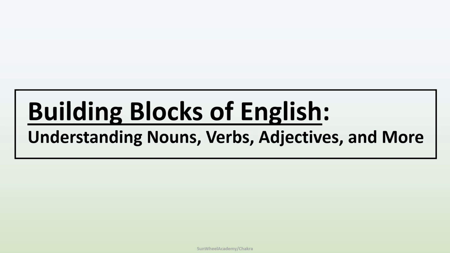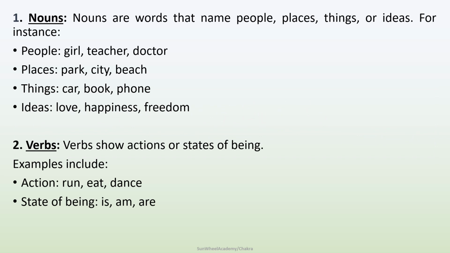Building blocks of English. Understanding nouns, verbs, adjectives, and more. 1. Nouns. Nouns are words that name people, places, things, or ideas. For instance, people: girl, teacher, doctor. Places: park, city, beach. Things: car, book, phone. Ideas: love, happiness, freedom.